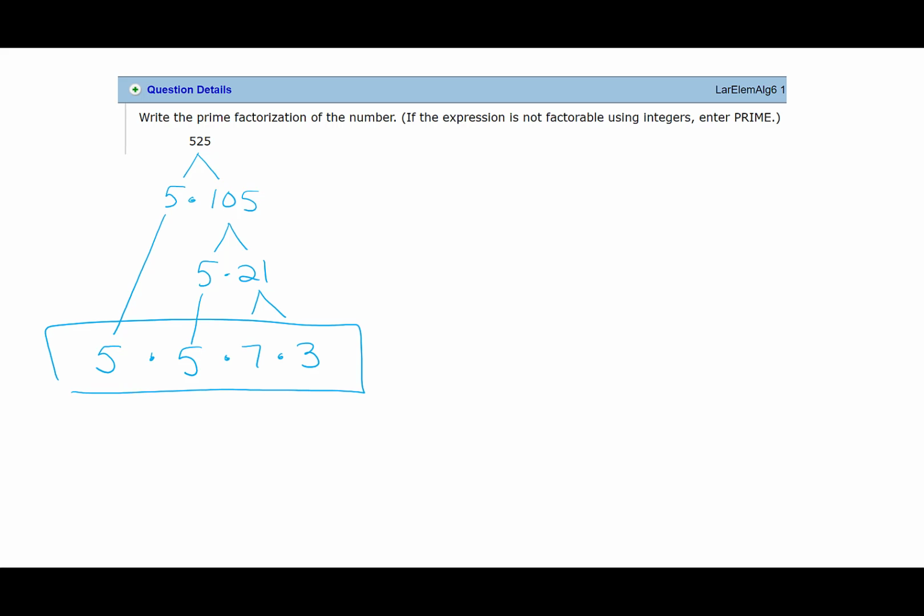Now you're going to have to enter these numbers in WebAssign, making sure that you put a multiplication symbol in between each number, but the numbers can go in any order. That's it for now. Let me know if you have any questions on this homework.